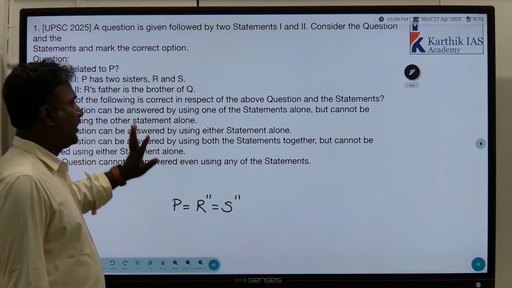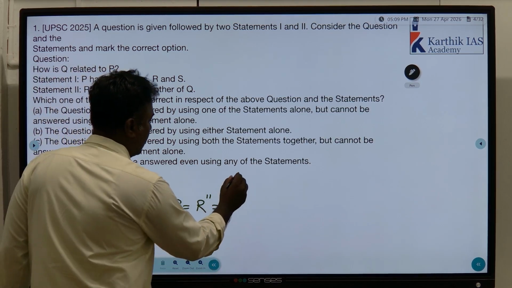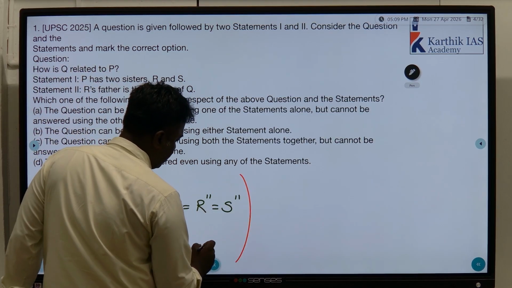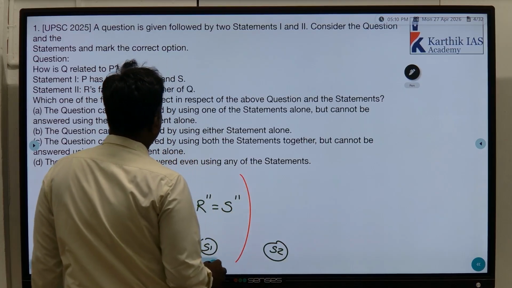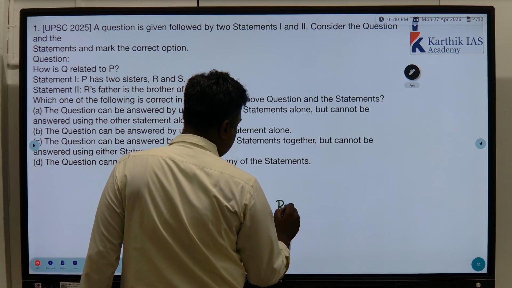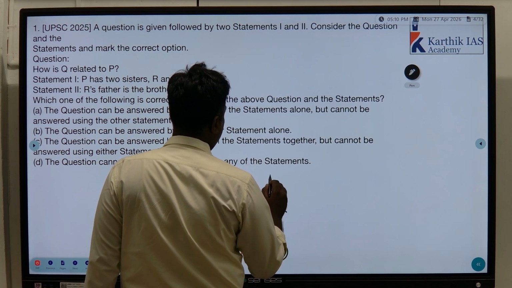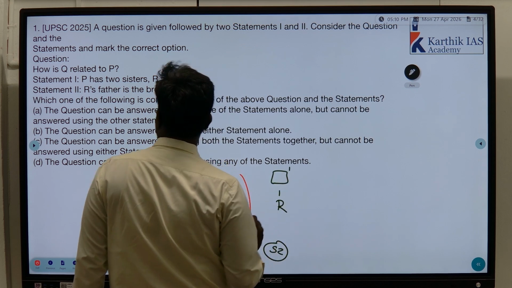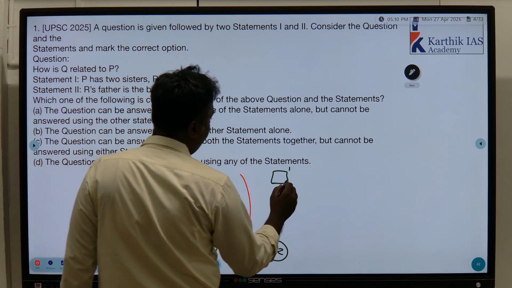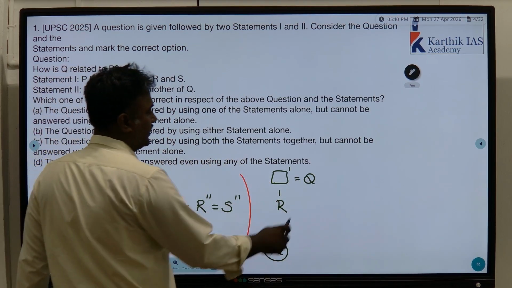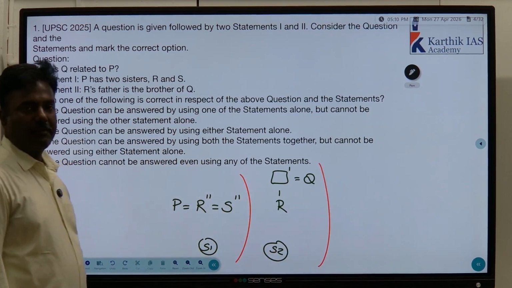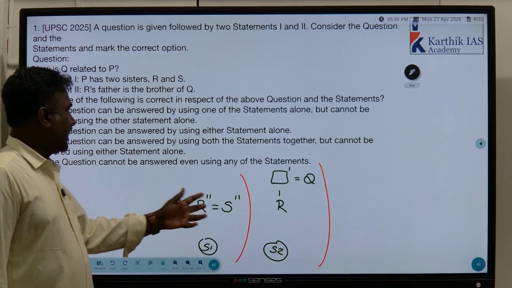R's father is the brother of Q. Okay, this is statement 2. Now we'll move on to it. R's father, we don't know who it is, the brother of Q. With this statement, are we able to answer the question? No. Understand? With this statement also, we can't answer this question.